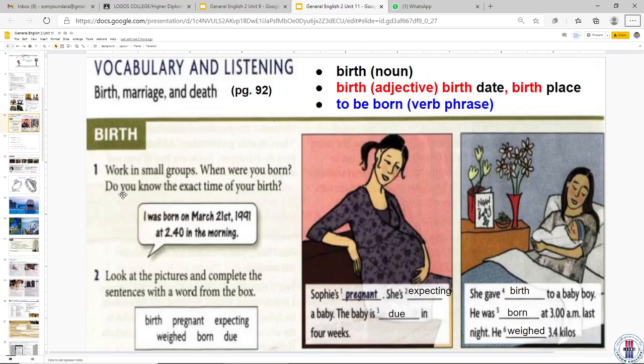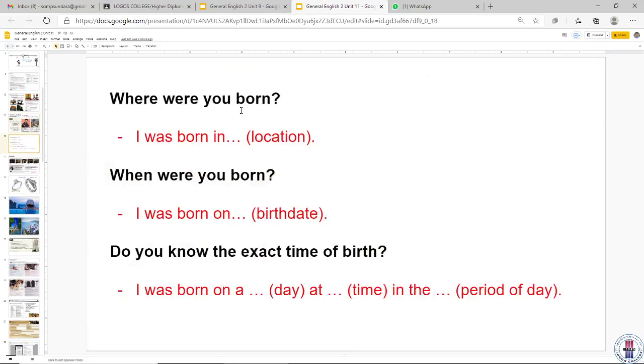So look at number one. It says, where were you born? Do you know exactly your exact time of birth? I'm sure you've answered this question many times throughout learning English. And where were you born? You say, I was born in, and then your location. You have to say was because it's past, it's done, right? You're not still being born. You were born and it's done.